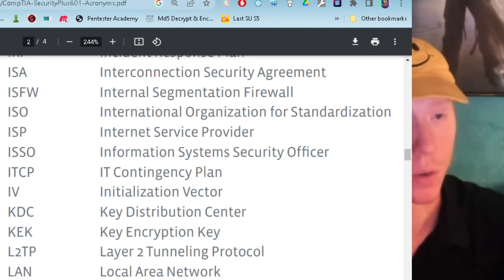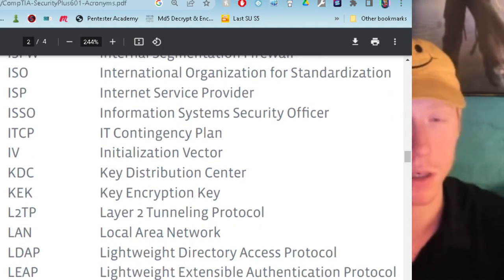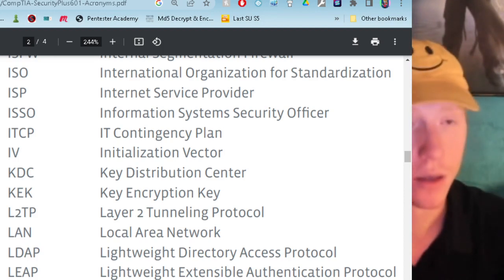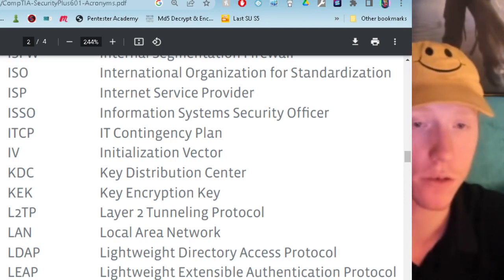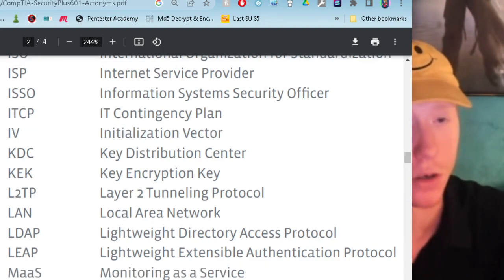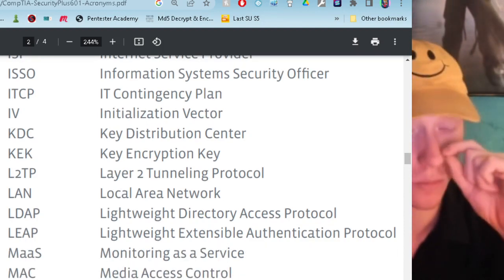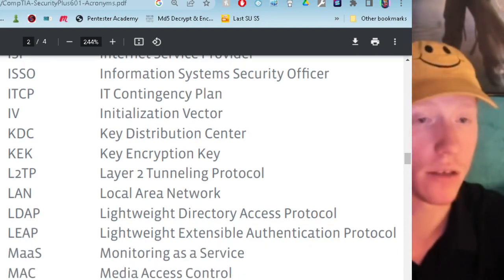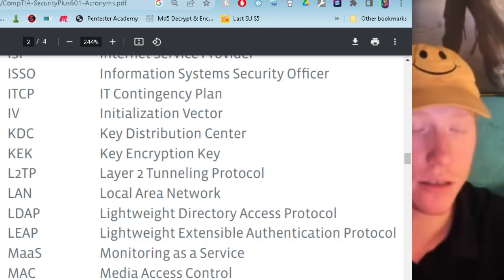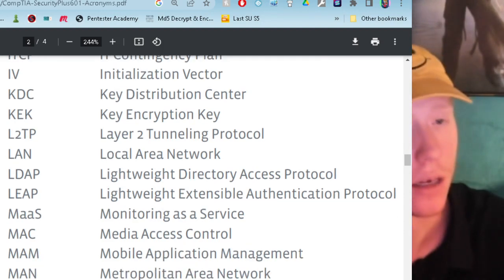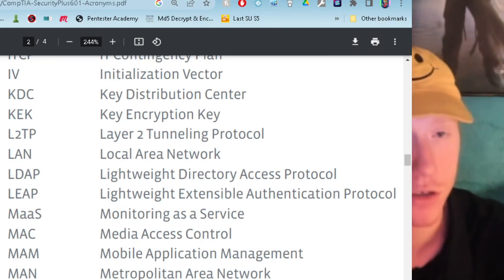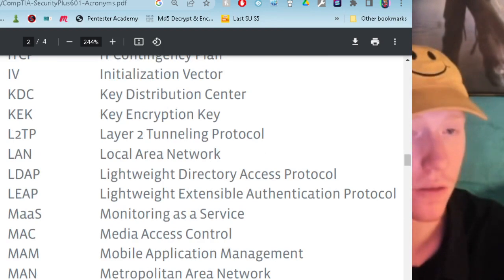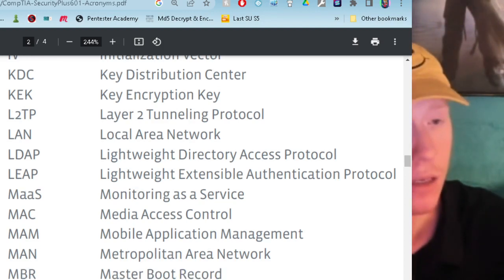An ISO is the International Organization for Standardization. An ISP is an Internet Service Provider. An ISSO is an Information Systems Security Officer. An ITCP is an IT Contingency Plan. An IV is an Initialization Vector. A KDC is a Key Distribution Center. A KEK is a Key Encryption Key.